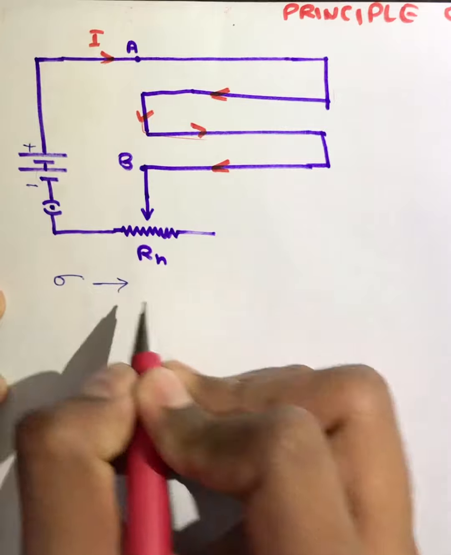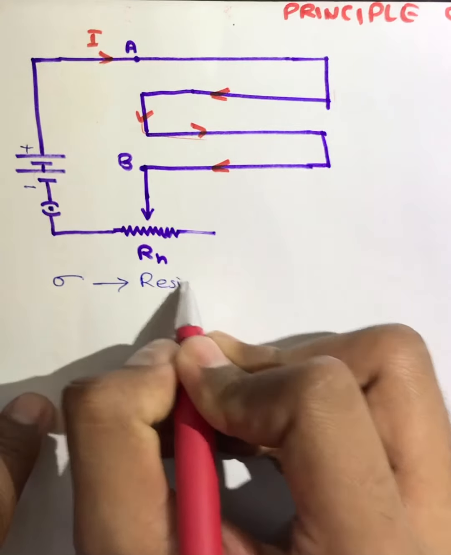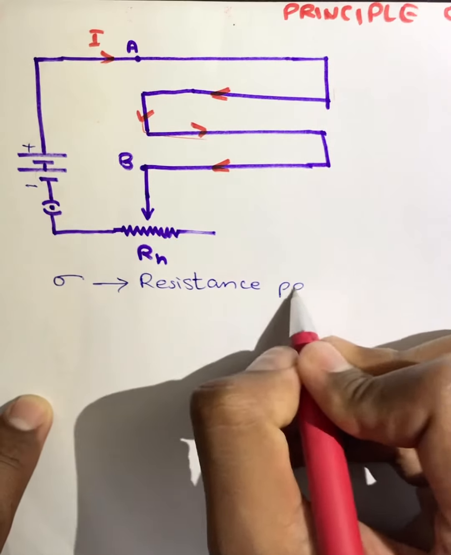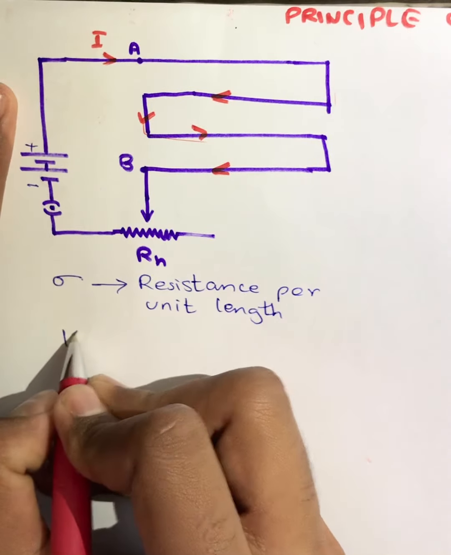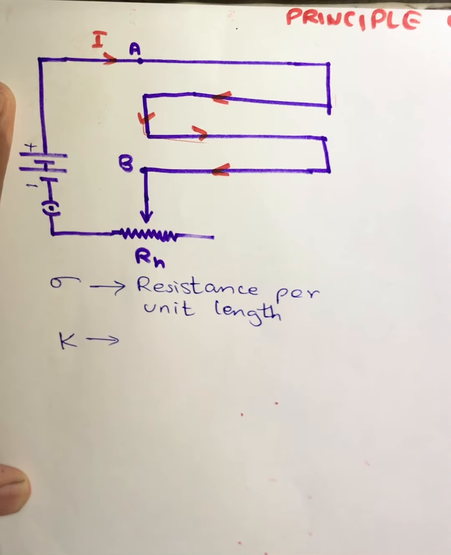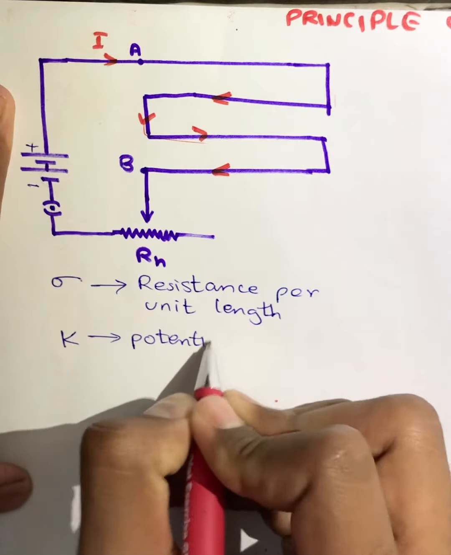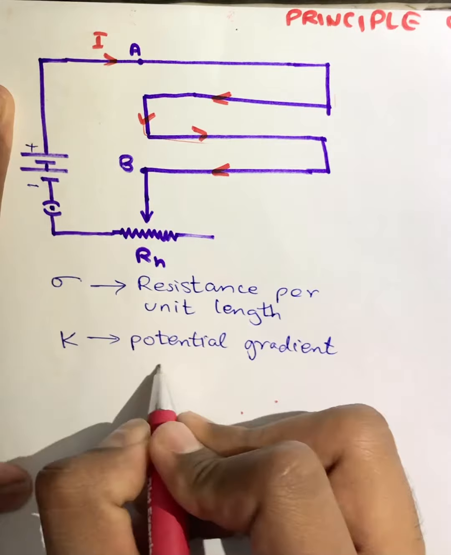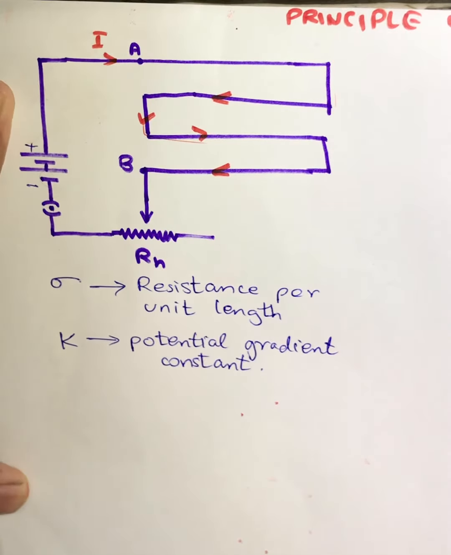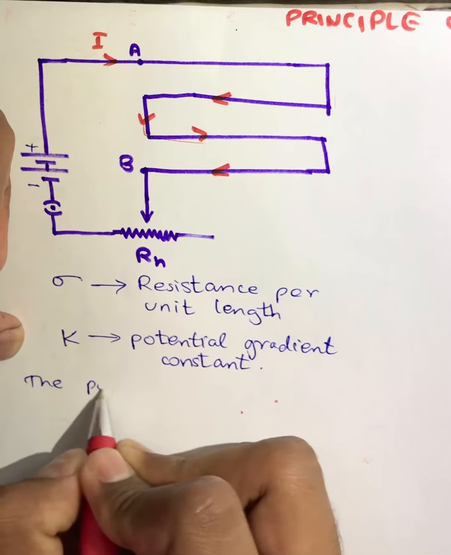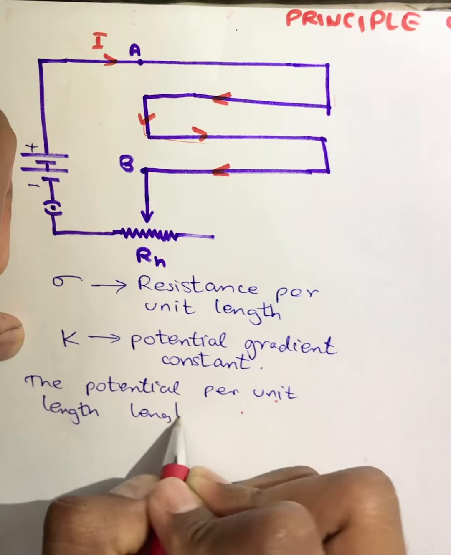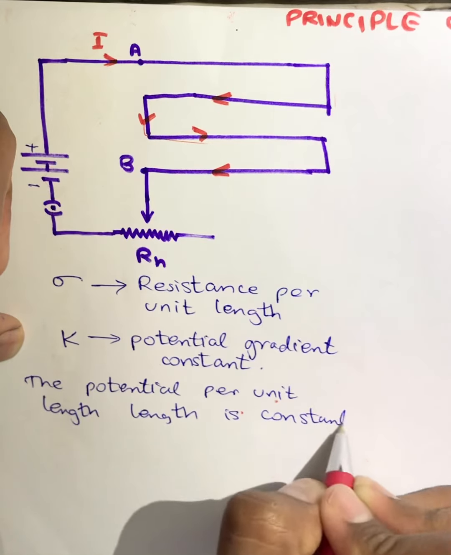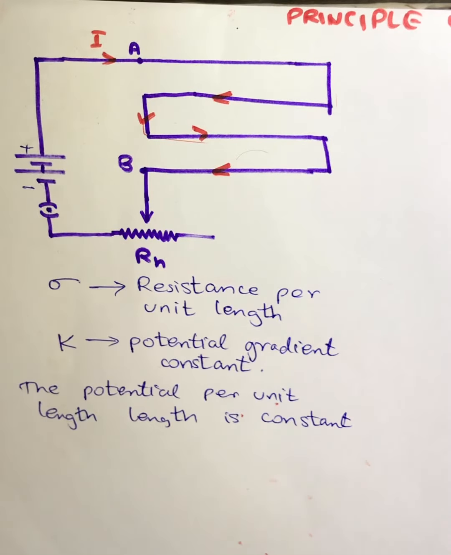This sigma signifies nothing but the resistance per unit length, and K is nothing but the potential gradient constant. So what does the principle of potentiometer state? The principle of potentiometer states that the potential drop per unit length is constant. So we will understand what the principle of a potentiometer tries to explain to us.